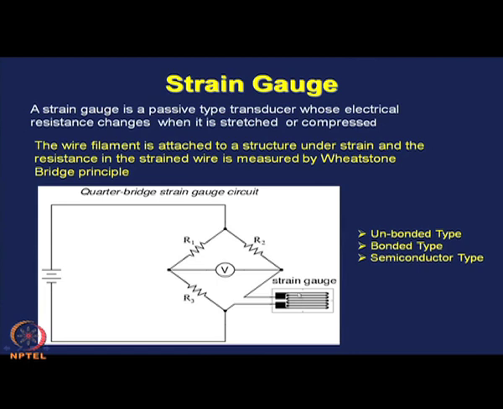So, we take the wire filament, which is the strain gauge, attached to the structure whose strain I want to measure. Before the strain gauge is under any strain, we balance the bridge. Now, the strain gauge is strained, so there will be change in resistance and there will be an unbalanced current in the Wheatstone bridge, and the unbalanced current will be taken as the direct measure of the strain.